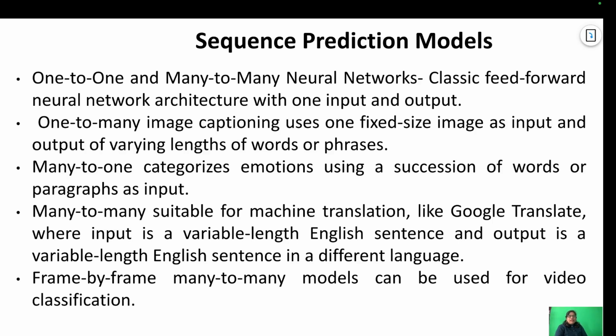One-to-one is the classic feed-forward neural network architecture with one input and one output. We can use these types of models for different purposes. We can also use one-to-many for image captioning: one fixed-size image as an input, and varying lengths of words or phrases as output, meaning one input is given and we generate multiple captions for the given image. Many to one categorizes emotion using a succession of words and paragraphs as input. There are a lot of examples of sequential data where we can apply deep sequential learning algorithms.